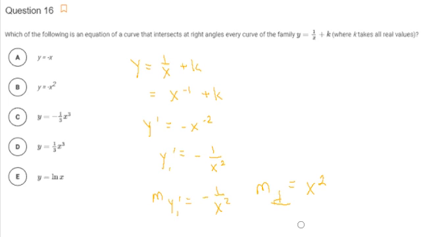Any perpendicular slope is going to have the negative reciprocal. When we look at this, we want y prime to equal x squared, and we'll call that y2. If we look at answer choice D, if y equals 1/3 x cubed, then that derivative is going to be equal to x squared. D is the correct answer.